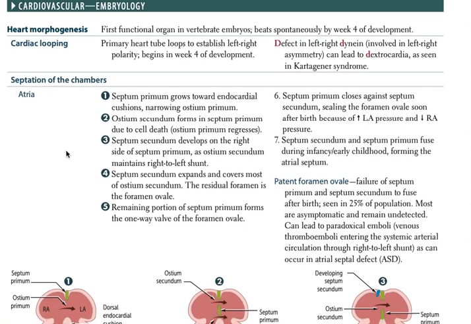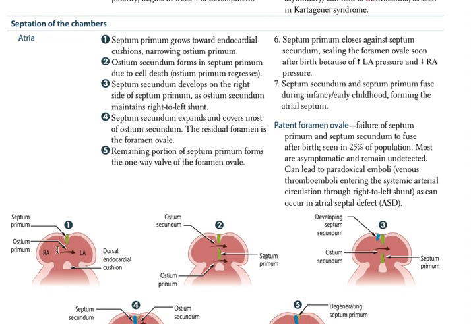First is the atria. The septum primum grows towards the endocardial cushions, narrowing the ostium primum. Ostium secundum forms in the septum primum due to cell death. As the ostium primum regresses, the ostium secundum develops in the septum primum, and the ostium secundum maintains the right to left shunt. Then the septum secundum expands and covers most of the ostium secundum. The residual foramen is called the foramen ovale.